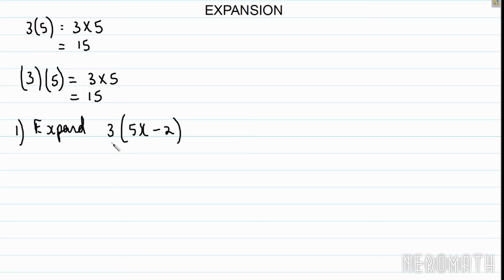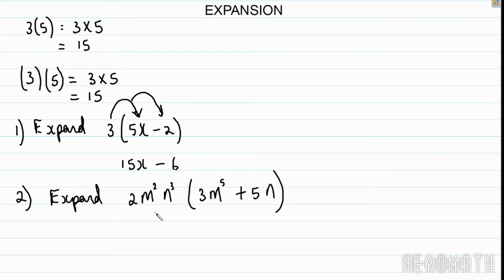So when I'm asked to expand 3(5x − 2), I understand that this means 3 multiplied by 5x take away 2. So the first thing I'll do is multiply 3 by the 5x, and I'll get 15x. And then I'll multiply 3 by the negative 2, and I'll get negative 6.